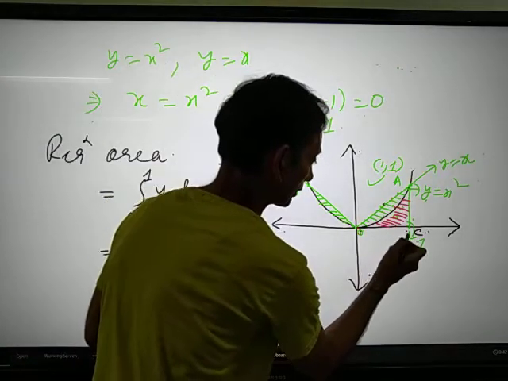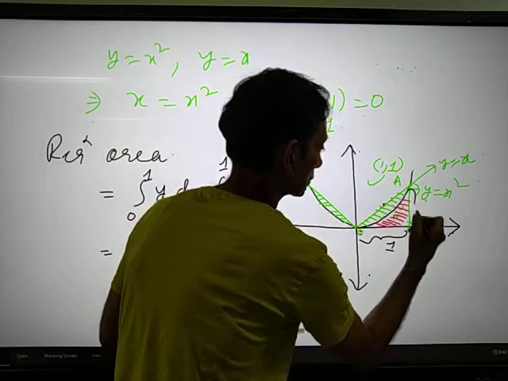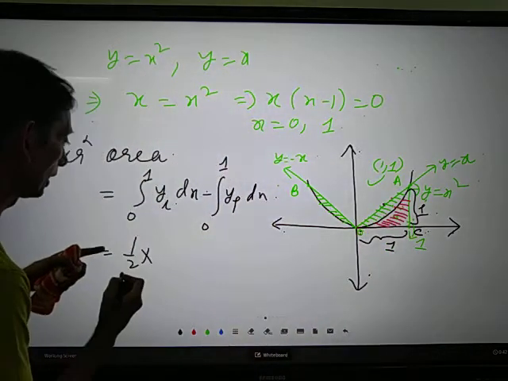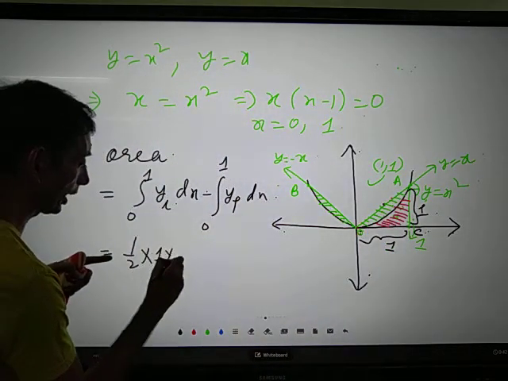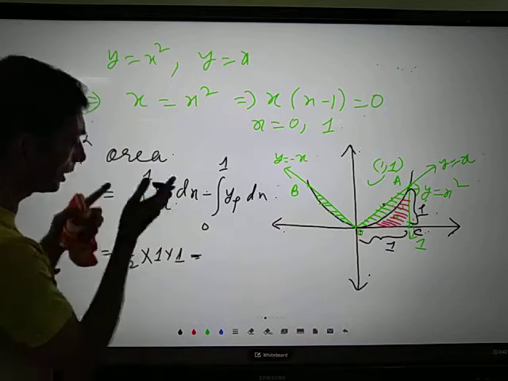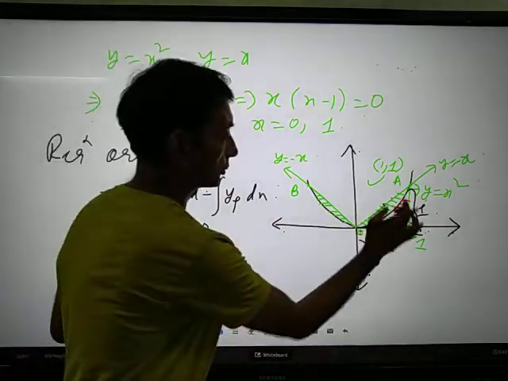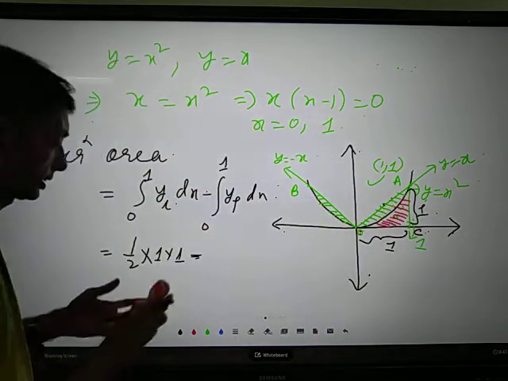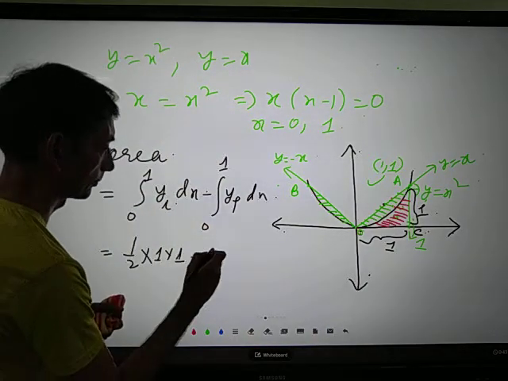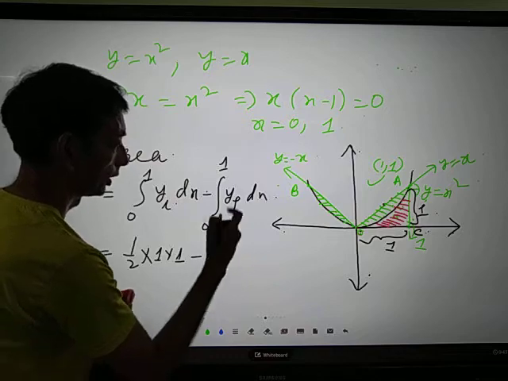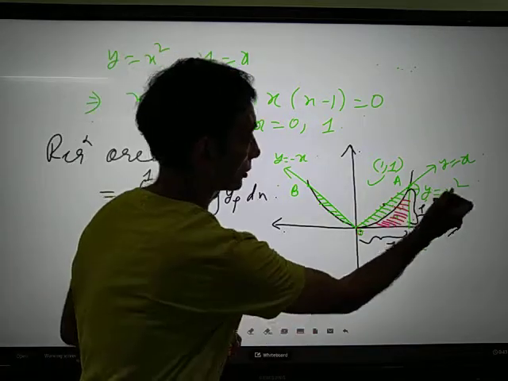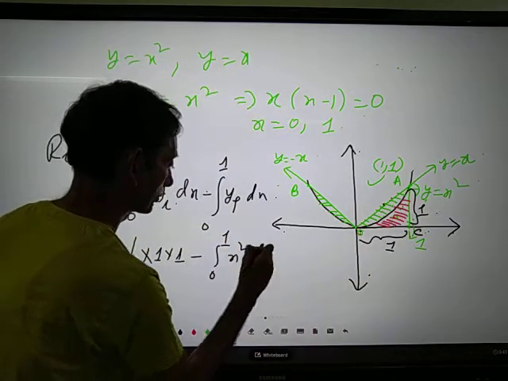So what is this length? This is 1 and this is also 1. So we can calculate half into base into height, right? So equally for this case integration is also very simple, or you can directly write the area of the triangle with the help of half into base into height. Next, minus integral from 0 to 1 of y, parabola. So y is equal to x squared, this is x squared dx.